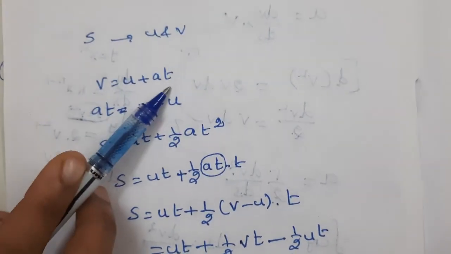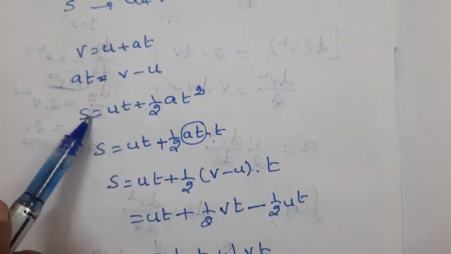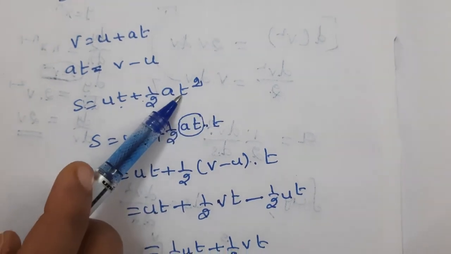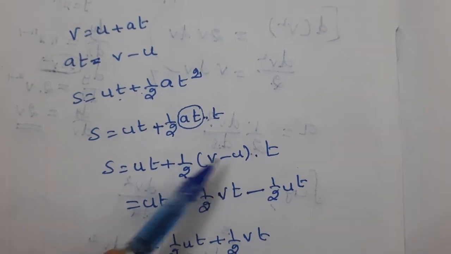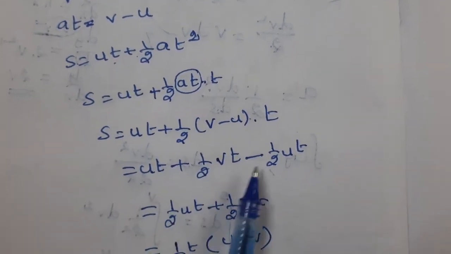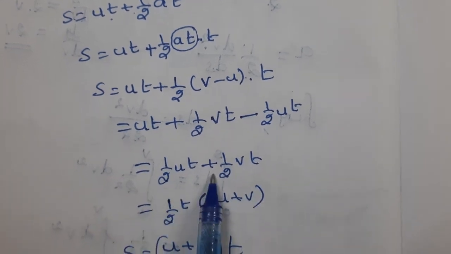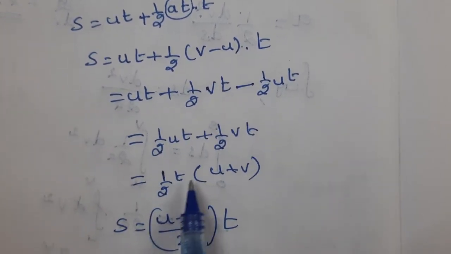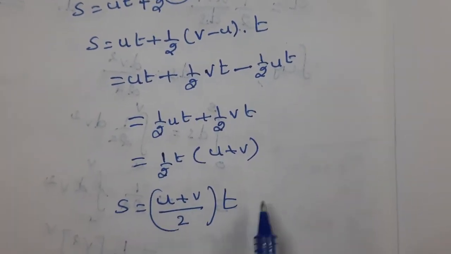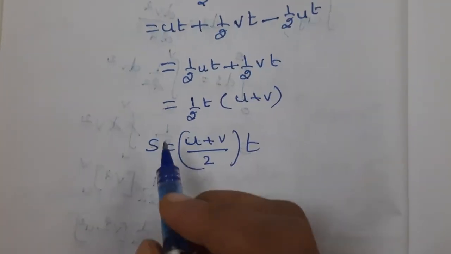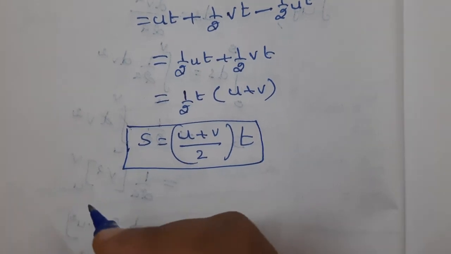So v equal to u plus at, at equal to v minus u. Substitute this in the equation s equal to ut plus half at square. This t square can be written as t into t. So instead of this at, we can substitute v minus u. s equal to ut plus half vt minus half ut. So 1 ut minus half ut, half ut. Half ut plus half vt, we can write half into t, u plus v. That is, s is equal to u plus v by 2 into t. This also we can say as an equation of motion.